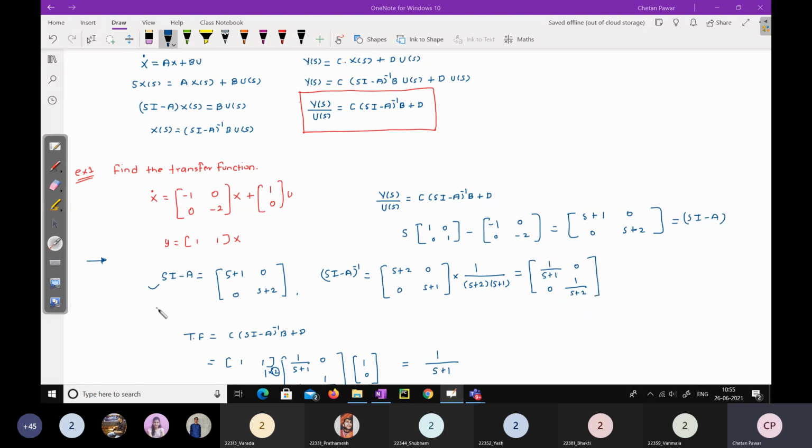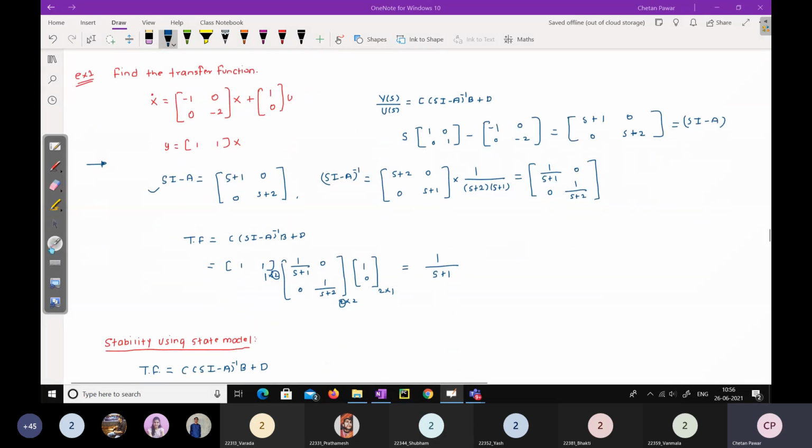Now to find the transfer function, just put the C matrix, this (sI minus A) inverse matrix, and the B matrix. D is not there, they haven't given D, so D is 0. This will be my C matrix, 1 and 1, this is my (sI minus A) inverse matrix, and this will be B. If you do this matrix multiplication, what transfer function will you get? 1 upon s plus 1.